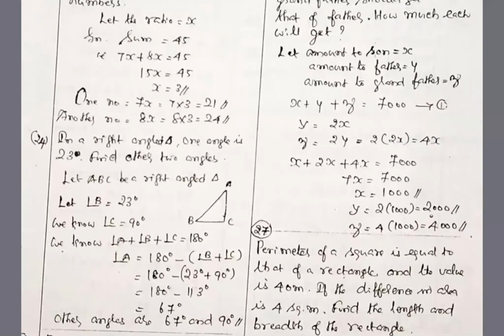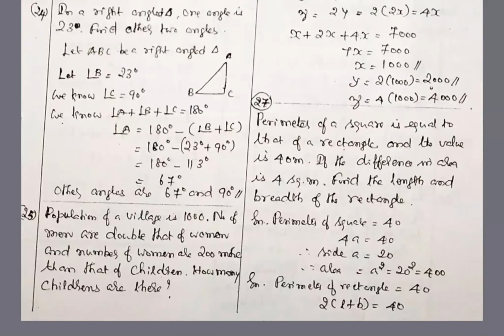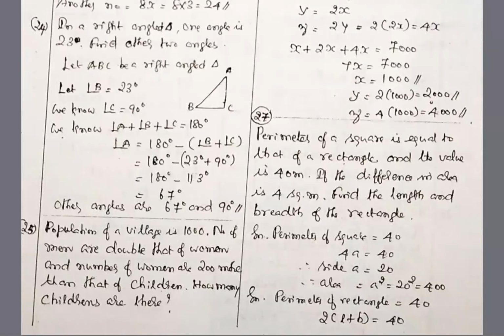Problem number 25 is also a similar model. Now we have almost covered everything. The population of a village is 1,000. Only a little English knowledge is needed; understand the problem carefully, and convert it into equations by reading the conditions. The population of a village is 1,000. The number of men is double that of women, and the number of women is 200 more than that of children. How many children are there?